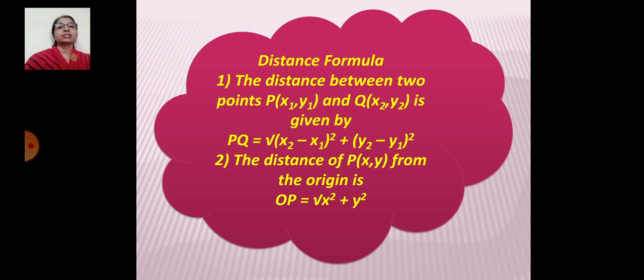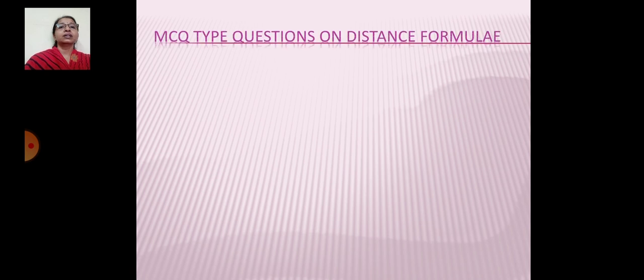If two points are P with coordinates x1, y1 and Q with x2, y2, then the distance PQ is given by the square root of x2 minus x1 the whole square plus y2 minus y1 the whole square. And the distance of any point from the origin is given by the square root of x square plus y square. Now we'll see some MCQ type questions based on this distance formula.